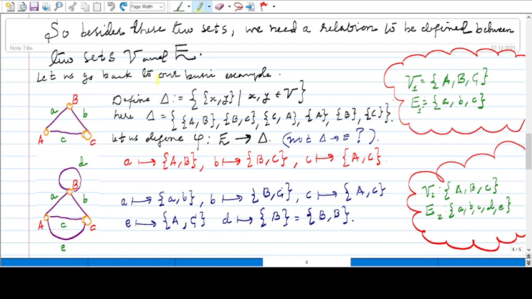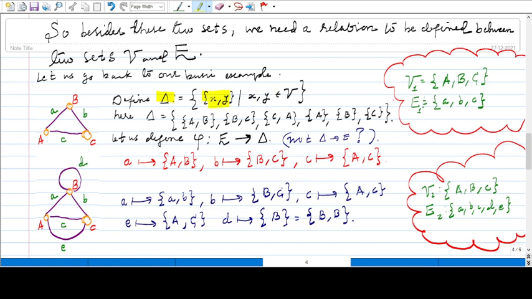For that, besides these two sets, we need a relation to be defined between the two sets B and E. That's our idea. Let us take our example here, the triangle. Define delta. So we are introducing a different set, delta. What is delta? It is a set of all two element subsets of V.